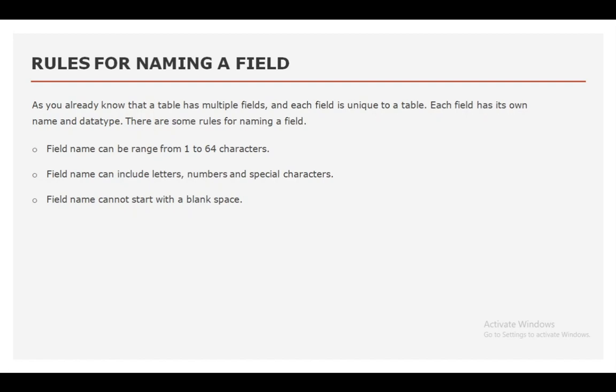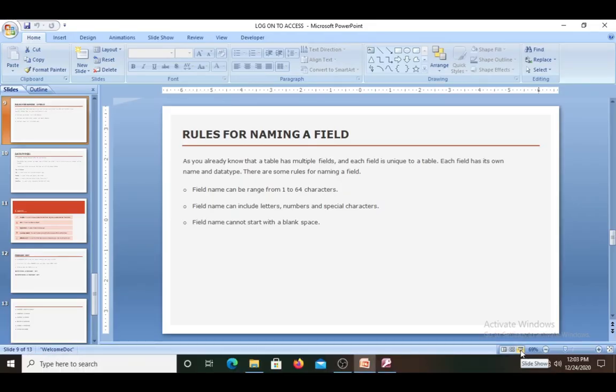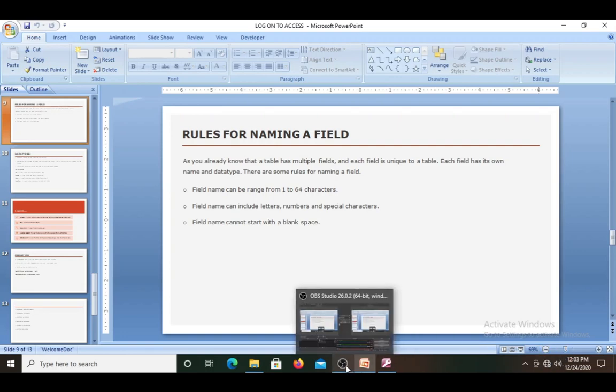The first one is field name can range from 1 to 64 characters. That means the minimum length of a field name is 1, the maximum length is 64 characters. The next one is field name can include letters, numbers and special characters. The next one is field name cannot start with a blank space. That means you cannot start a field name with a blank space. This is about rules for naming a field in a database.